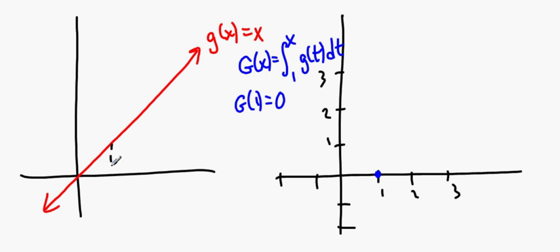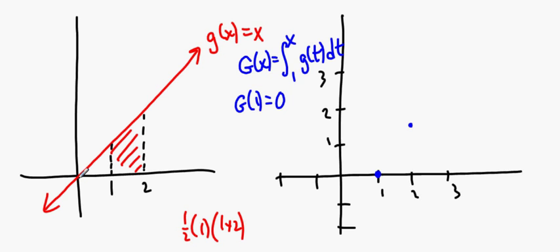Here's 1. So when I go to look for capital G of 2, capital G of 2 is this area. And this area is the area of a trapezoid. That's 1/2 the height times the sum of the bases. And that's 3/2.